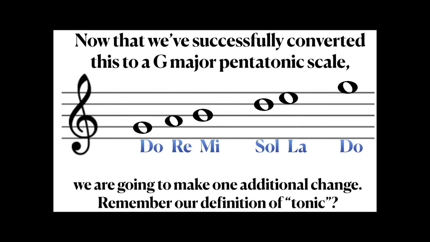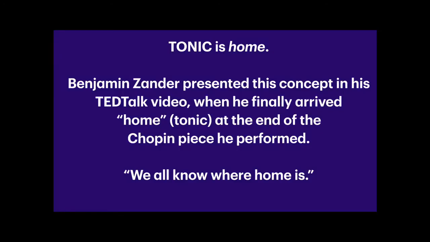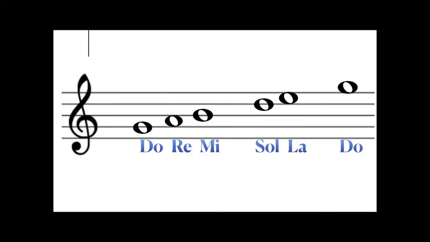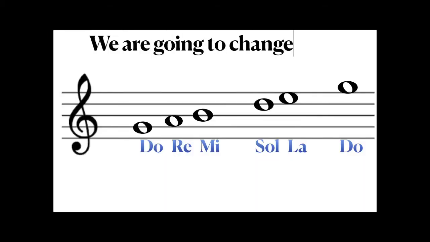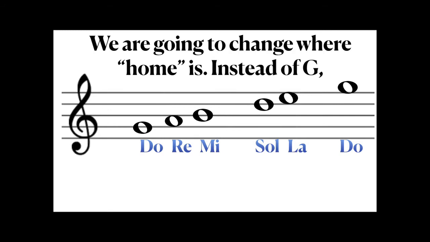Remember our definition of tonic? We discussed this in the previous lecture when we learned how to construct a major scale. Remember, tonic is home. We can change where home is, and that can change the tonality of the scale or the key we're hearing, even though we're using the same pitches. We're going to change where home is.